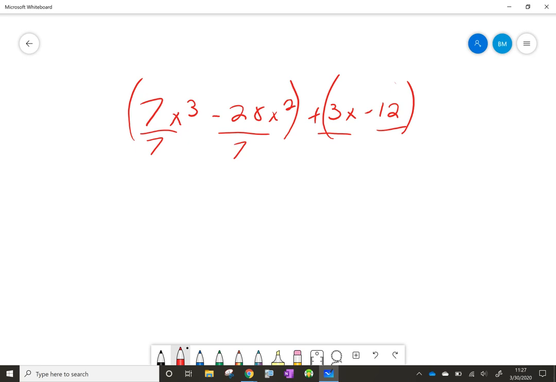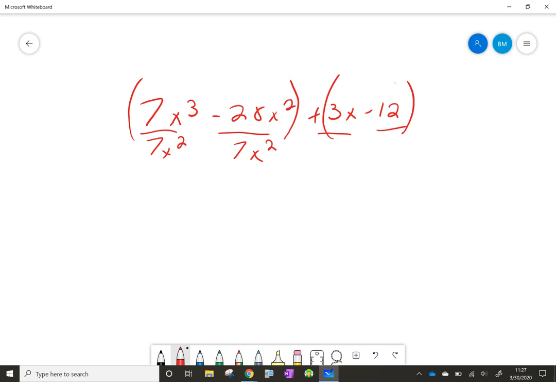And they also both have x's in common. The first term has 3 x's in it, right? Because it's x to the third. And the second term has 2 x's in it because it's x squared. So in common, they both have at least 2 x's, right? The first term has 3, but the second term has 2. So they don't both have 3 x's, but they both have at least 2 x's. So x squared. So it does have a GCF. It can be divided by 7x squared.